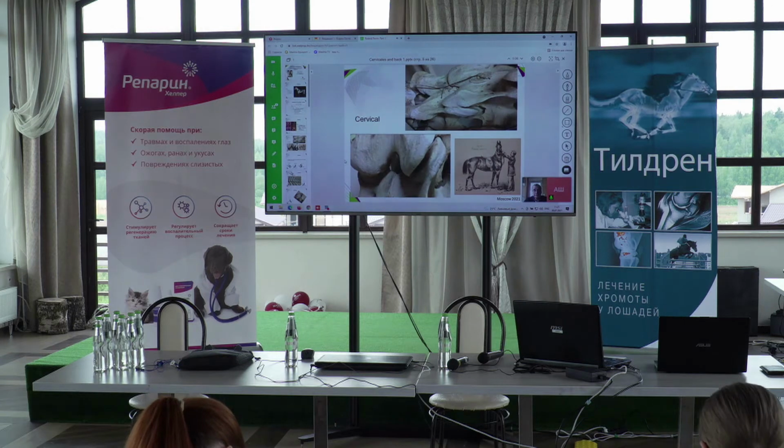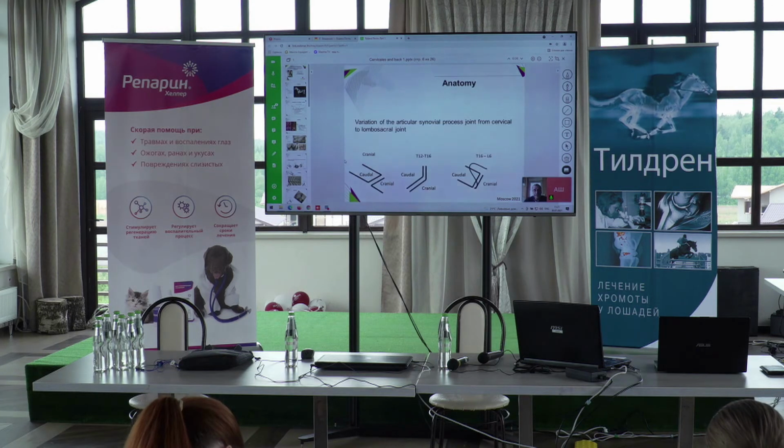When you look from the cervical to the lumbar, you see that the shape of the articular joint will change from flat to something not flat.